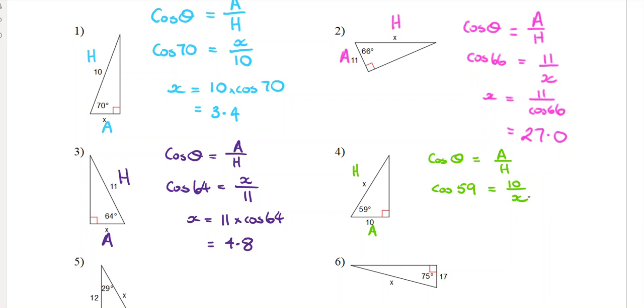So it's a over h. Whichever one you label the a, which is the 10, means the 10 has to be on top. The h is on the bottom, so the h is the x, so the x has to be on the bottom. Now that the x is on the bottom, it's one of these ones with x on the bottom, which means the x switches places with the cos 59. So it'll be x equals 10 over cos 59.